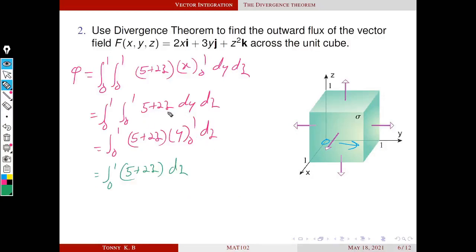Next we have to integrate this with respect to y. Similar to the first case, 5 plus 2z is again a constant with respect to y. So this becomes y from 0 to 1, and upon substitution this becomes 1. So again the integrand is 5 plus 2z. Next we integrate with respect to z. So this becomes 5z plus 2z square by 2, that is nothing but z square. The limits are 0 and 1. Whenever z equals 1, this becomes 6. Whenever z equals 0, this term is 0. So the final answer is 6. So this is our total flux, 6.